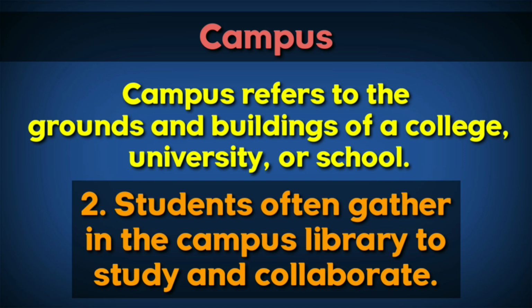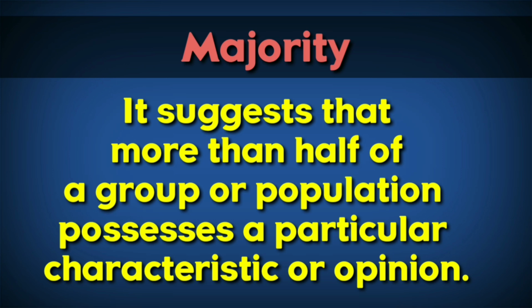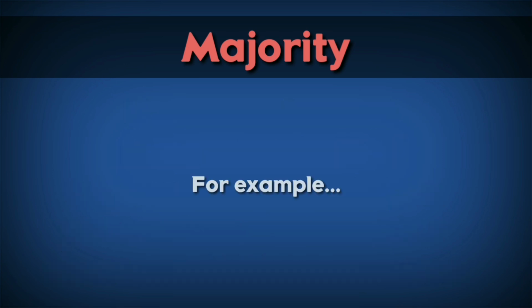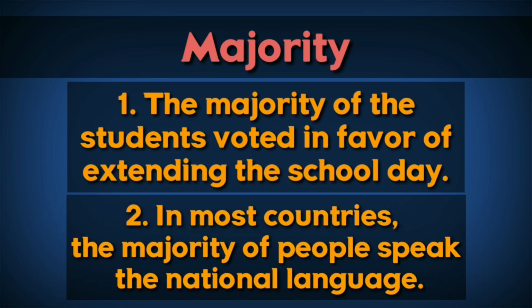The word number 5 is majority. Majority refers to the greater part or the larger number of something. It suggests that more than half of a group or population possesses a particular characteristic or opinion. For example, the majority of the students voted in favor of extending the school day. In most countries, the majority of people speak the national language.